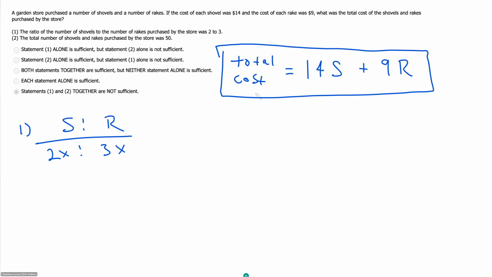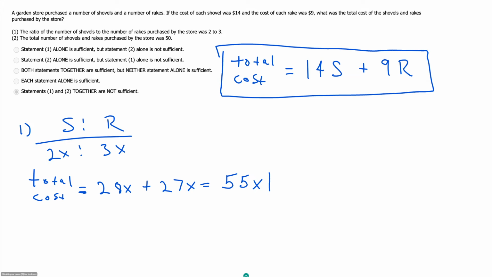So if we were to rewrite our equation up here, our total cost, instead of being equal to 14S, we now have 14 times 2x, which is 28x, plus instead of 9 times R, it's 9 times 3x, which is 27x. So if you're paying attention to what we're doing here, we're sort of eliminating variables. We started with 3 variables, right? Because remember, total cost also counts as a variable. And now we only have 2 because everything is now in terms of x. And so now we have our total cost is equal to 55x.